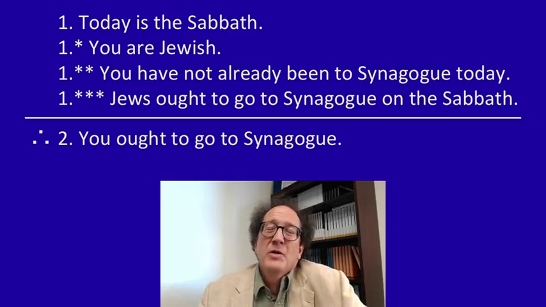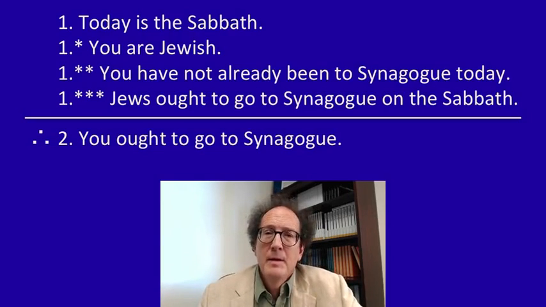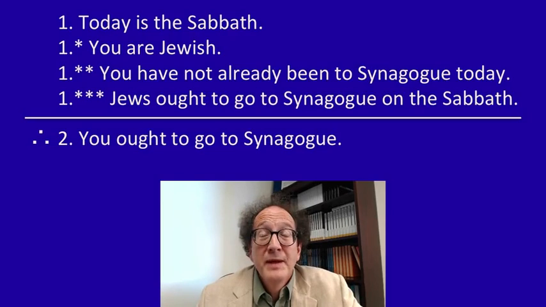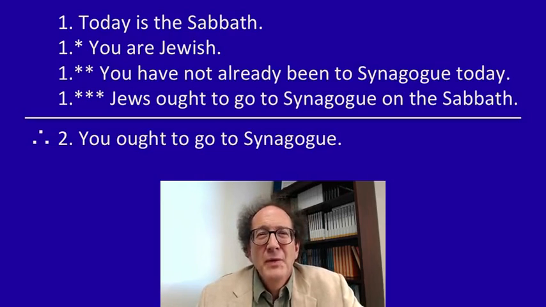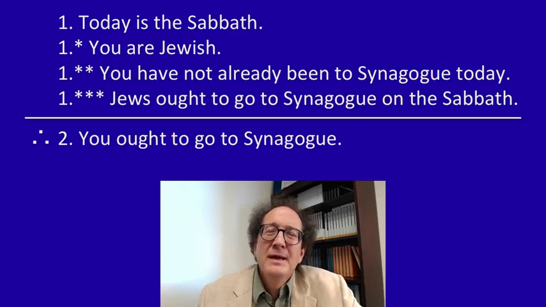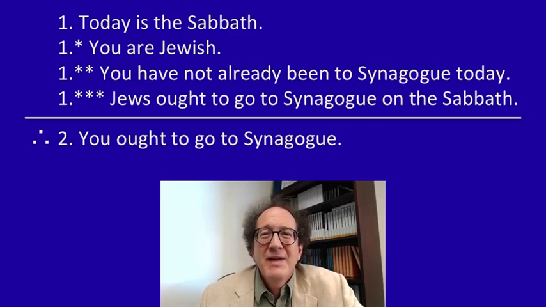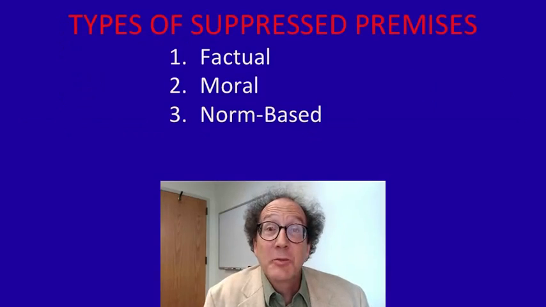Now, of course, all of those premises might be questionable. Some people would question them. Some people would deny them. But the point here is to figure out what's being assumed by somebody who gave the original argument. And anybody who says, it's the Sabbath, so you ought to go to synagogue, seems to be assuming that you're Jewish, you haven't been already, and Jews ought to go to the synagogue on the Sabbath. So what these suppressed premises do is they bring out the assumptions that somebody who gave that argument must have had in mind. The last case is a little bit trickier.